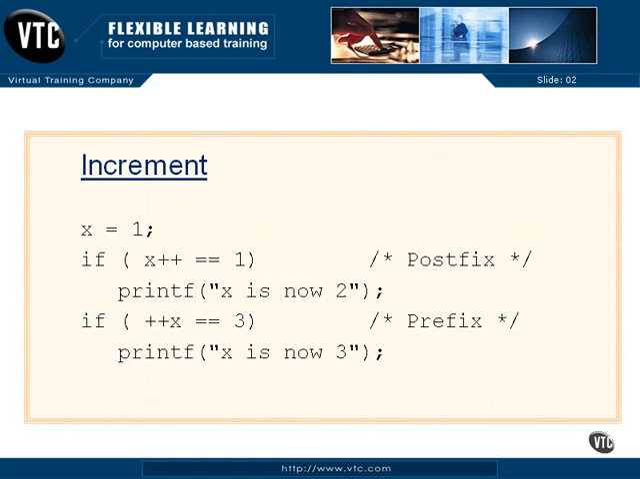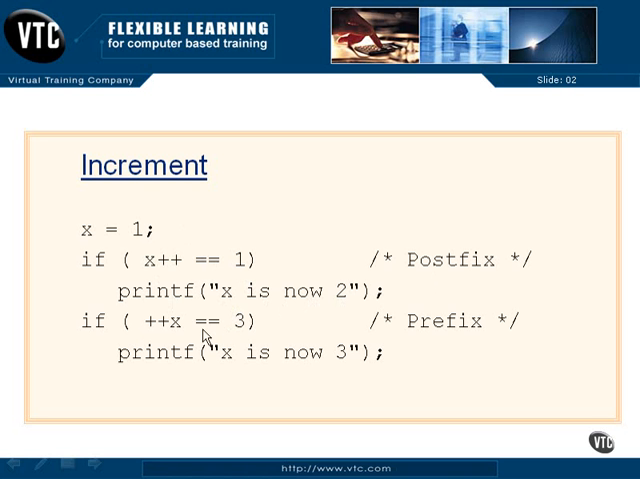Now here's a regular increment. It's done in both what is called postfix and prefix notation. Here you see we set up x equal to 1, and then we come down to our if. If x plus plus is equal to 1, then we'll printf x is now 2. What happens here is that we look at x and compare it to 1 before we do the increment. So you see x is here, and then the plus plus is to the right. That's a postfix increment. So we do the comparison, then we do the increment. So when we get down here, x would now be equal to 2 because we would have incremented it after our test.